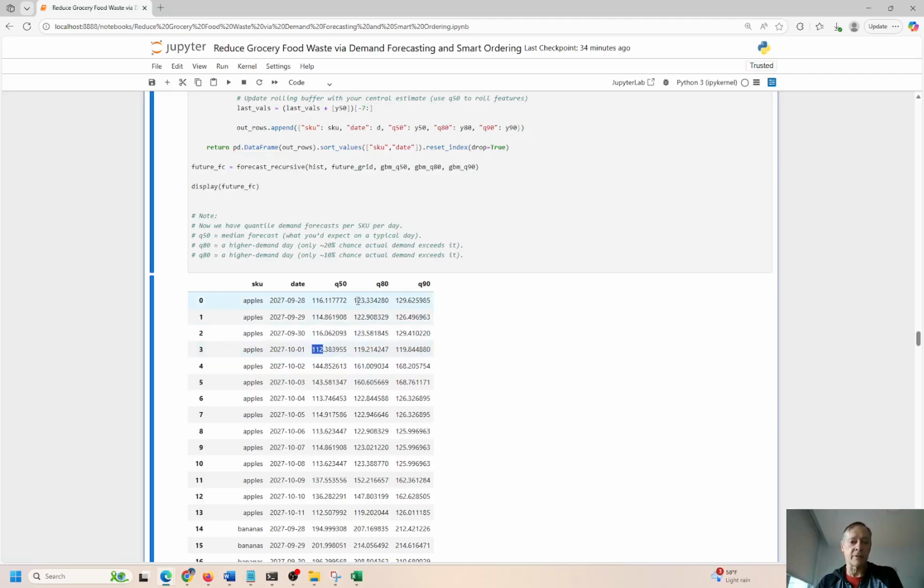The Q80 is going to be a little bit higher, right? Because we expect potentially higher sales, right? But we want to prevent these stockouts, so we want to know how many items would sell under each of these potential scenarios, right? Q90 is going to be even higher. So here we sold 129 apples. Over here we sold 116. So the average is 116. In some cases, we can sell 129.6, almost 130 apples.